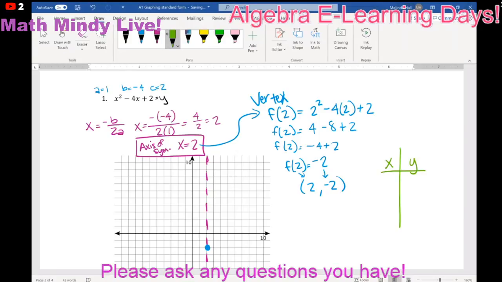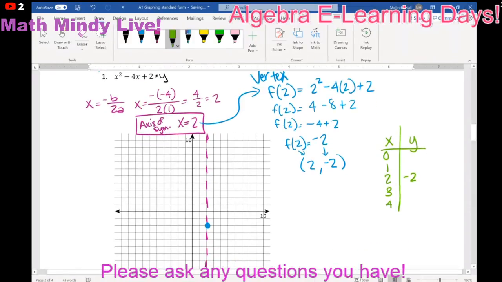So since my x value was 2, that's going to be my vertex. And then you just want to pick a number 1 on each side of it. So 1 and 0, and then count up 3, 4. And so then you're just going to plug these numbers into that equation and see where it gets you.